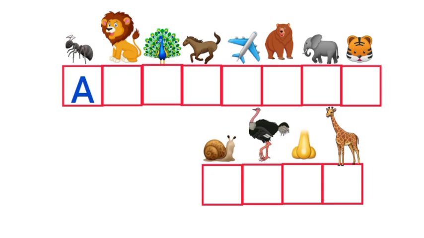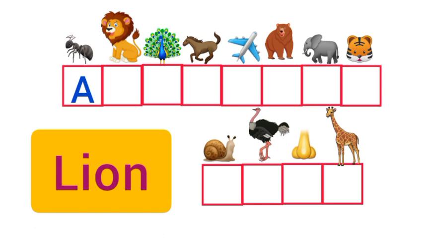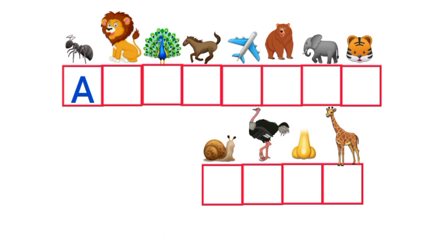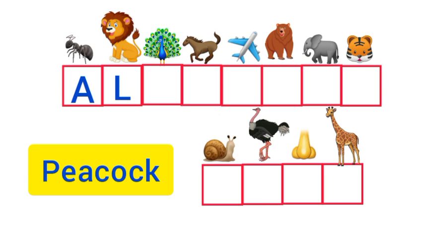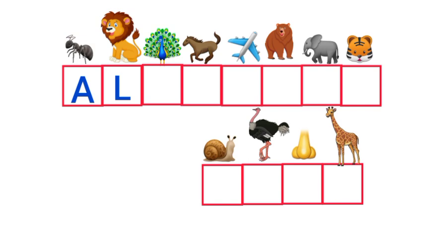Which is the next picture? Yes, the king of jungle, the lion. So, the word lion begins with the letter L. So, we will write L in the box. Third picture is of which bird? Yes, it is our national bird, peacock. So, the word peacock begins with the letter P. So, we will write P in the box.